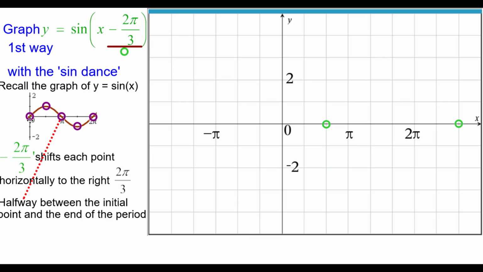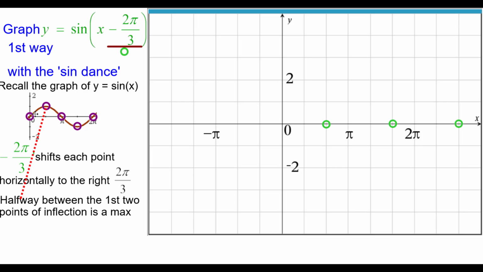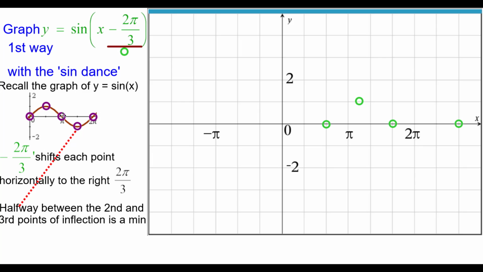Halfway between the initial point and the end of the period is another point of inflection. That would happen here as well, and this is going to occur at 5 pi over 3 comma 0. Notice it's halfway between the beginning and ending of a period. Halfway between the first 2 points of inflection is a maximum at 1, and this will be at 7 pi over 6 comma 1. We could have marked this off in pi over 6 units as well. Halfway between the second and third points of inflection is a minimum, so that would happen about right here, and that would be at 13 pi over 6 comma negative 1.